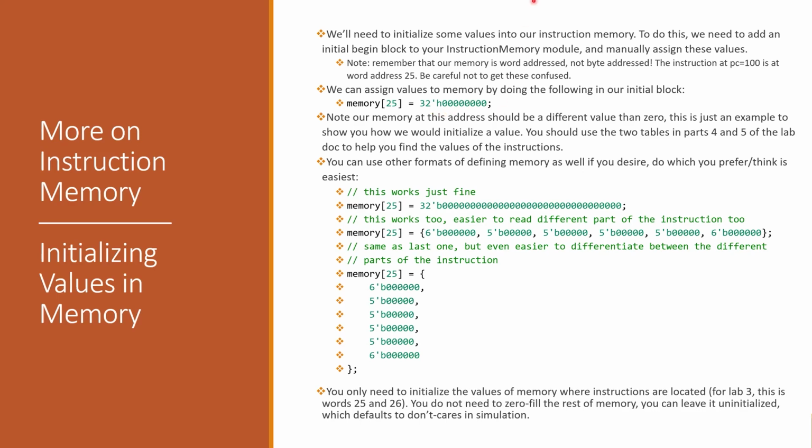Note that our memory at this address should actually be a different value than 0. This is just an example to show you how we would initialize a value. You should use the 2 tables in parts 4 and 5 of the lab doc to help you find the values of the instructions. You can also use other formats of defining memory as well if you desire. I recommend that you do which you prefer or think is the easiest. I personally prefer this one here. Note that you only need to initialize the values of memory where instructions are located. For Lab 3, this will be words 25 and 26. You do not need to zero fill the rest of the memory. You can leave it uninitialized, which defaults to don't cares in the simulation.